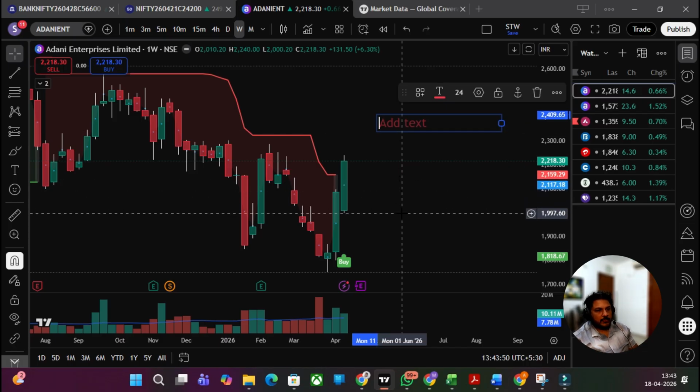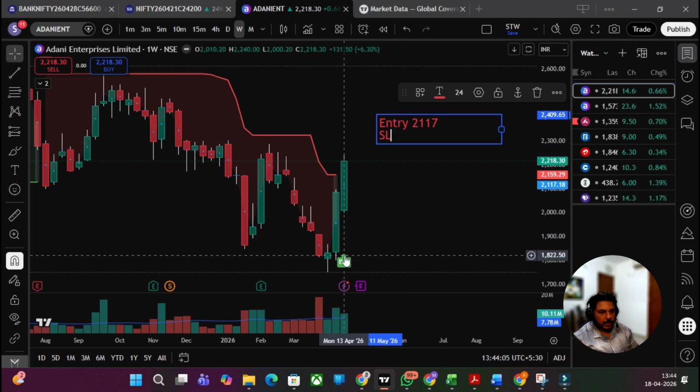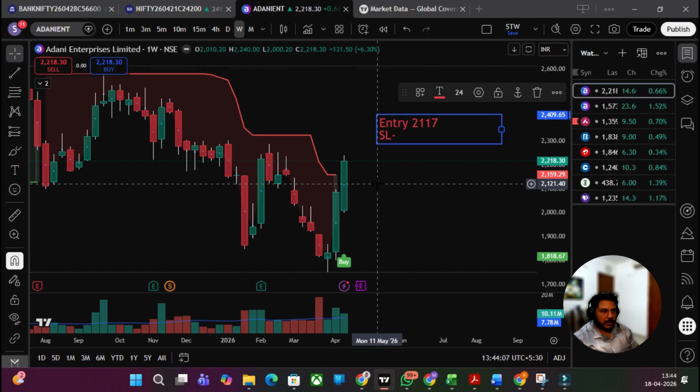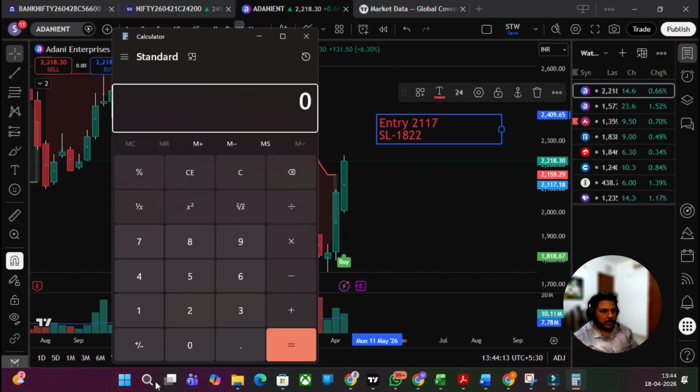So for example, if your entry tomorrow, when the market opens, is say 2117, then your stop loss is about 1822. So let's calculate what quantity I can buy. 2117 minus 1822 is about 295 points, right?